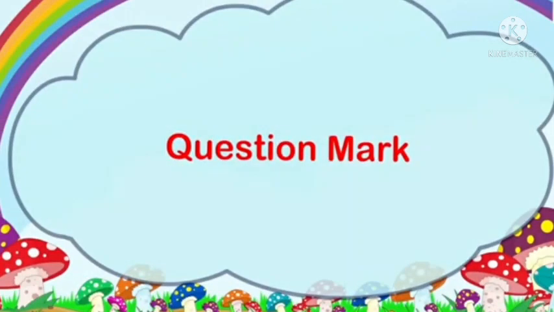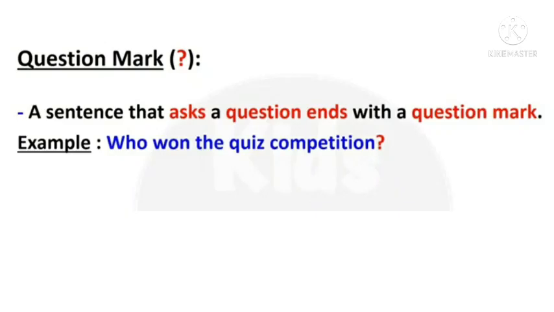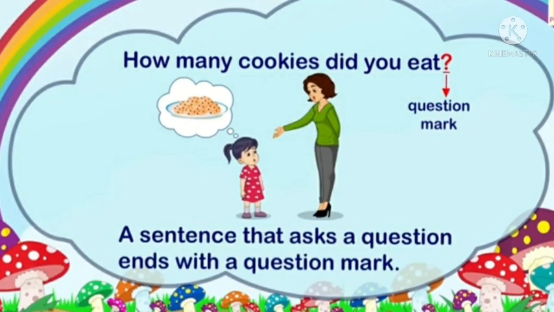We can see some examples. Question mark, you can see the symbol in the bracket. A sentence that asks a question ends with a question mark. Who won the quiz competition? This sentence asks a question, so we need to put a question mark at the end. See another example. How many cookies did you eat? The sentence asks a question, that's why there is a question mark at the end of that sentence.